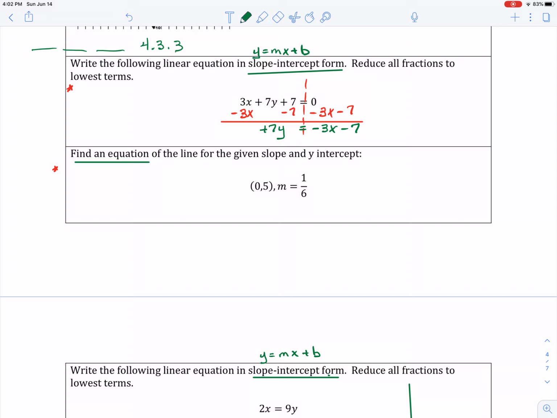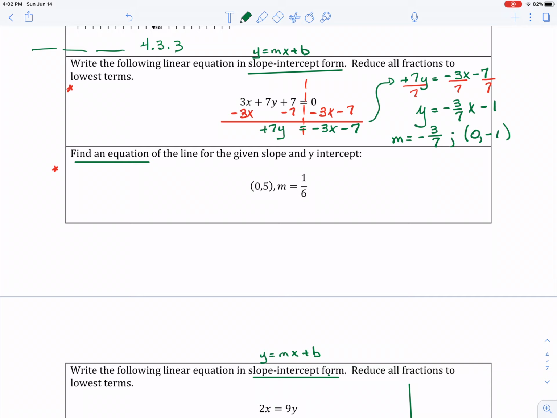And the last thing I need to do, I think I'm going to come out here to the side where I have a little bit more space. Let me recopy this. The last thing I need to do is come in here and divide by 7 so that I get that positive y by itself. Remember, that was my goal. So that's the way it looks after I've reduced all the fractions to lowest terms. And it did not ask me to do this, but I can tell you the slope is -3/7, and I can tell you that the y-intercept is at 0, -1.